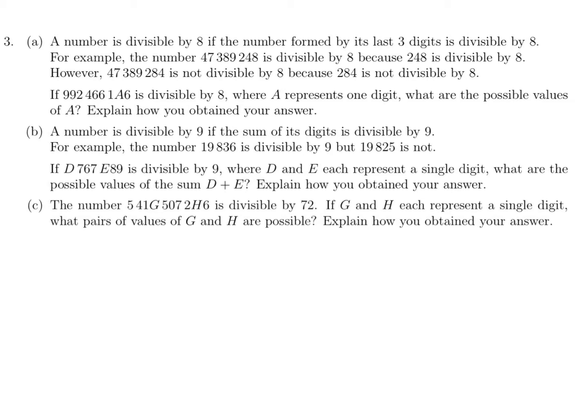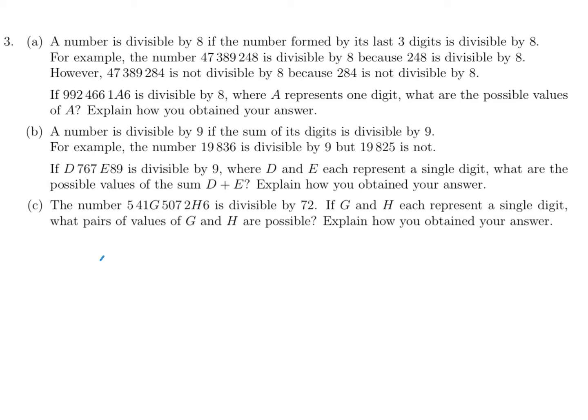Question number 3. A number is divisible by 8 if the number formed by its last 3 digits is divisible by 8. For example, the number 47389 is divisible by 8 because 248 is divisible by 8. However, 47389 is not divisible by 8 because 284 is not divisible by 8. If 9924661A6 is divisible by 8, where A represents 1 digit, what are the possible values of A?